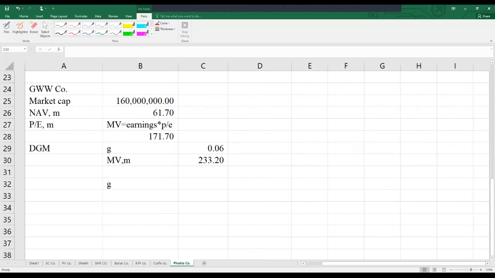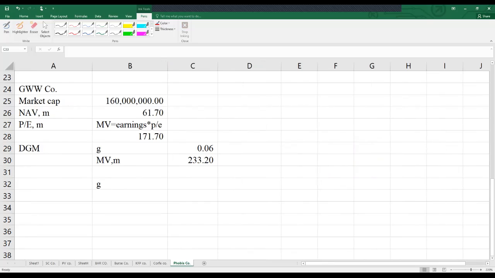And so here G is the retention ratio times the return on equity. For the retention ratio, I'll use the year 2012, which is the most recent year. The company had earnings of 10.1. They paid 6, therefore they retained the difference, 10.1 minus 6, out of the 10.1. That gives us the retention ratio.